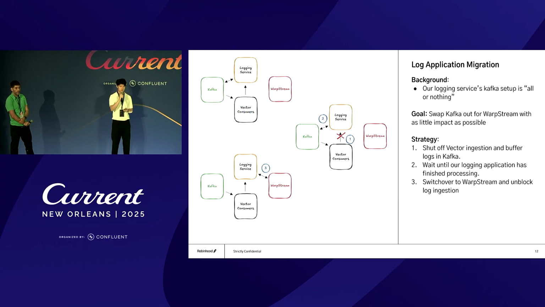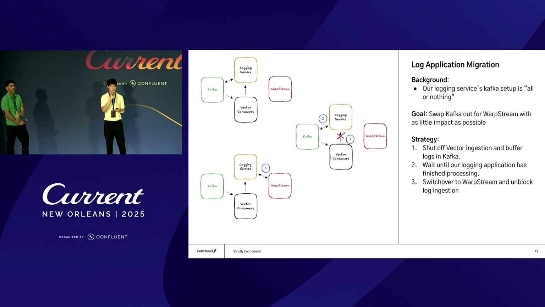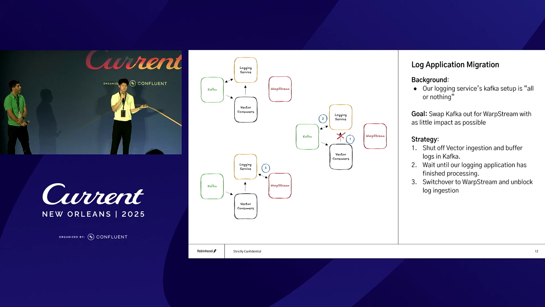All right, so the first part was the logging application migration. Just some background on the service that we use: its Kafka setup is all or nothing, meaning that we can't really move bit by bit over to WarpStream. It has to happen all at once. So our goal here really was to make that swap happen with as little impact as possible. When we say as little impact as possible, we mean we want as little disruption to the log viewing experience for our engineers, as well as no dropped logs and no duplicated logs.